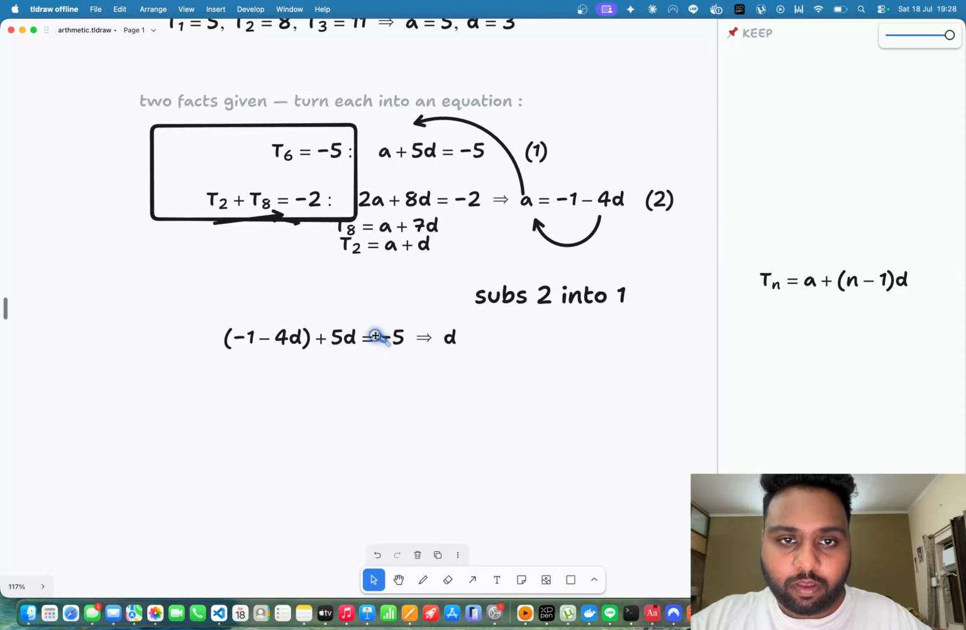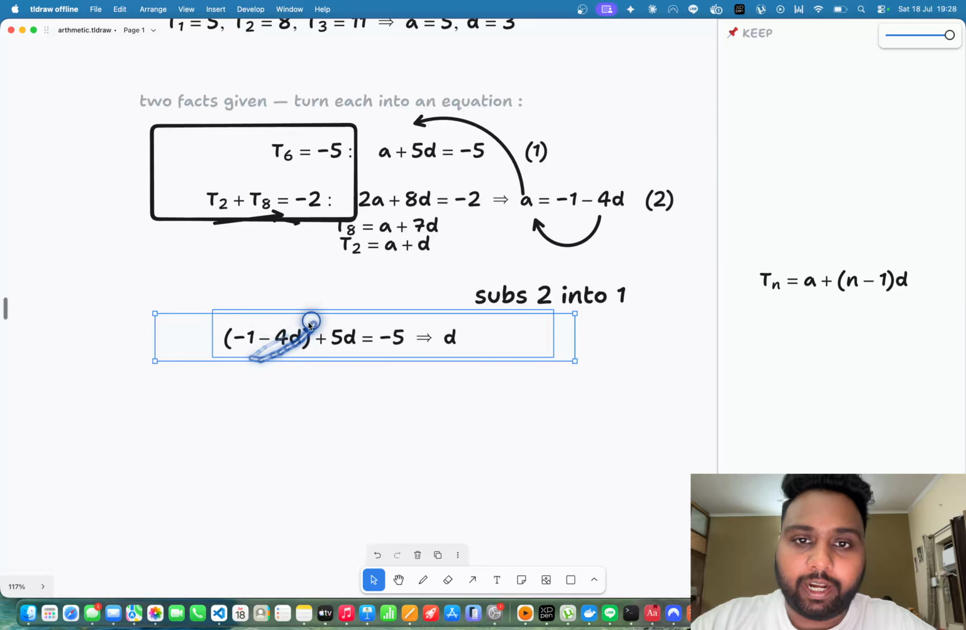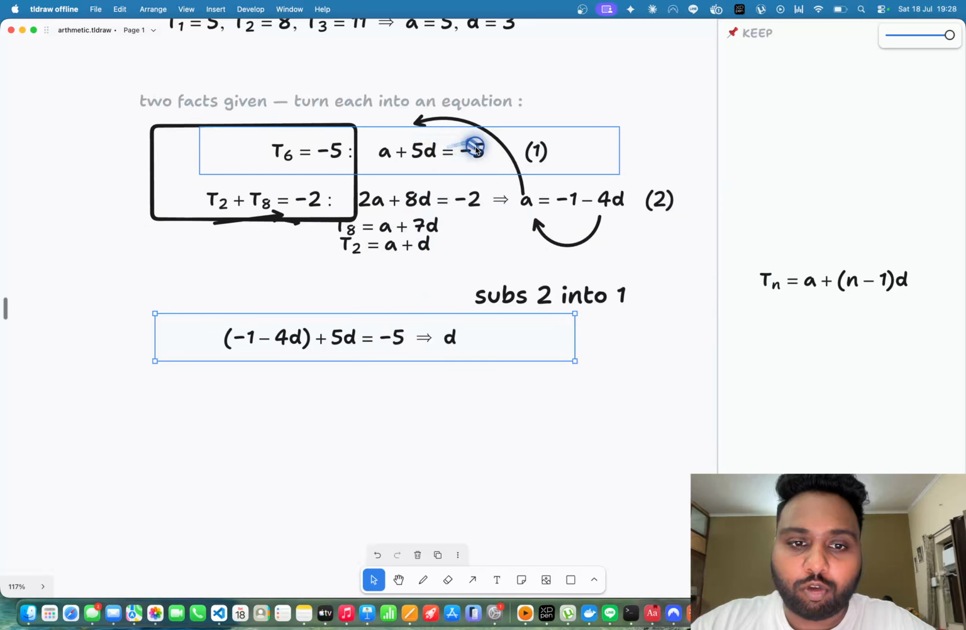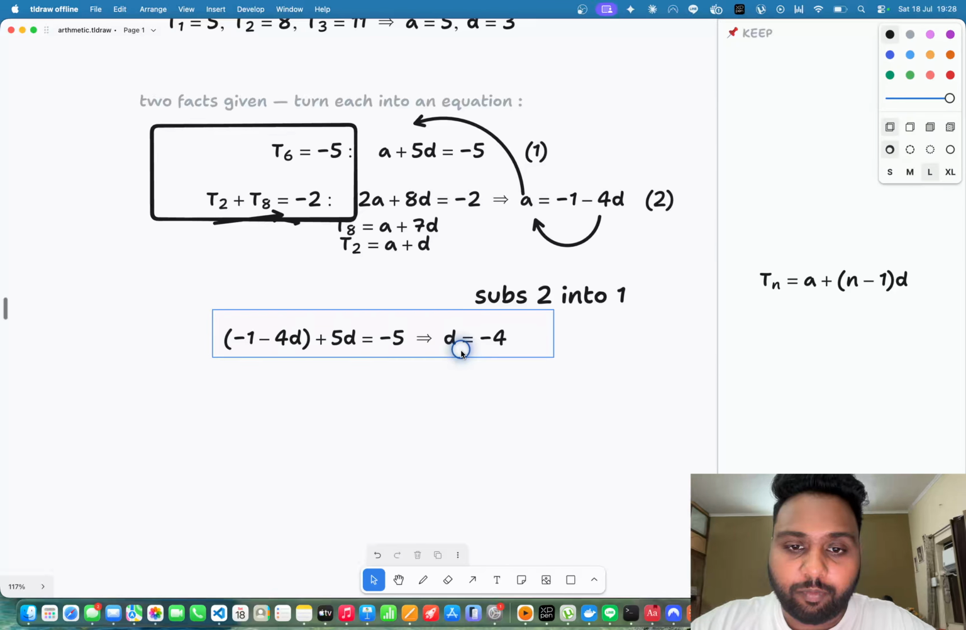Okay. So when I substitute the value of a into this equation, what I get is minus 1 minus 4d plus 5d is equal to minus 5. Which will give me d is equal to minus 4.